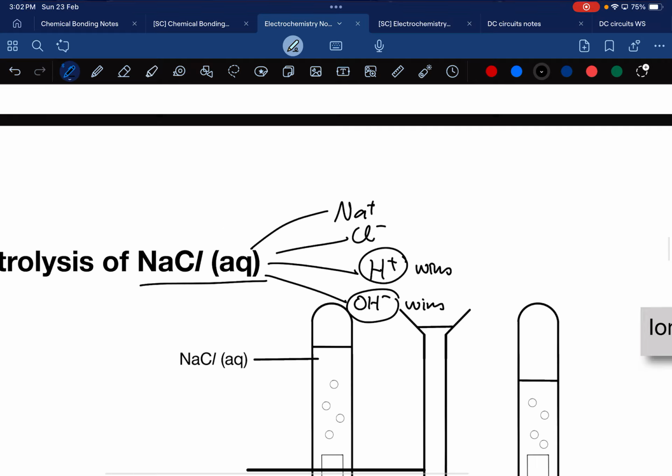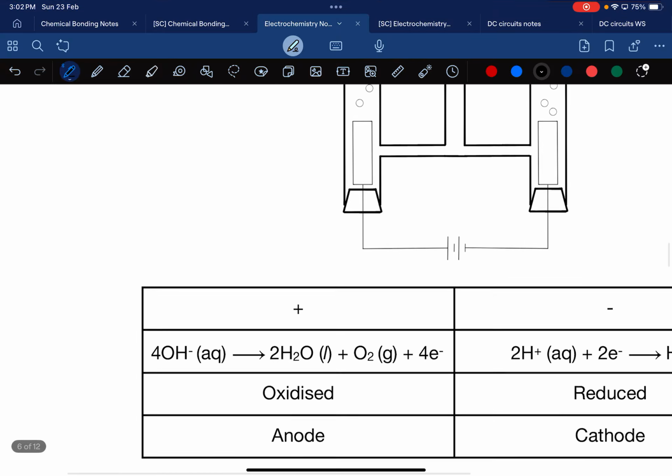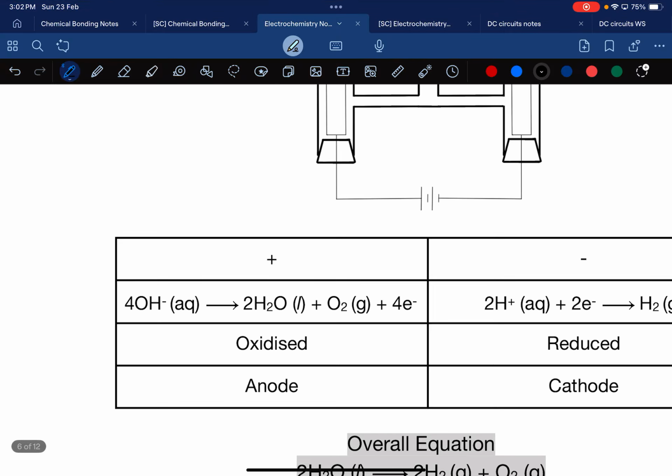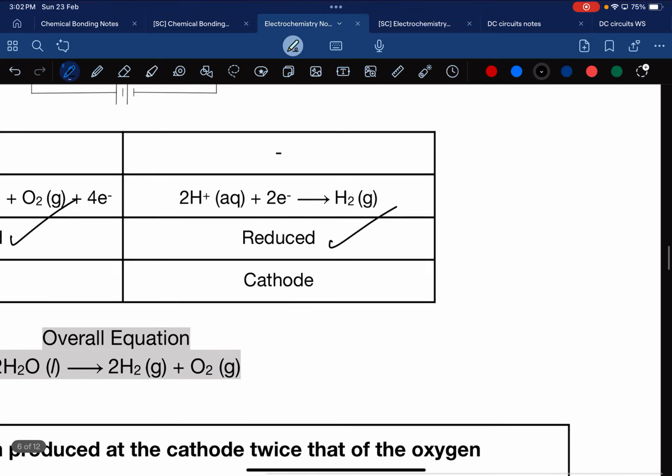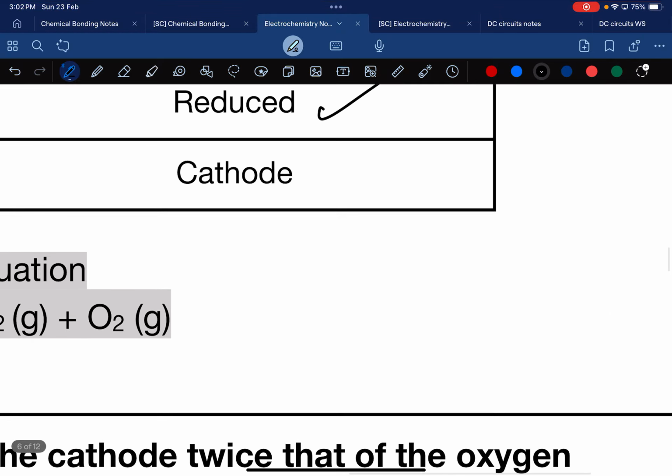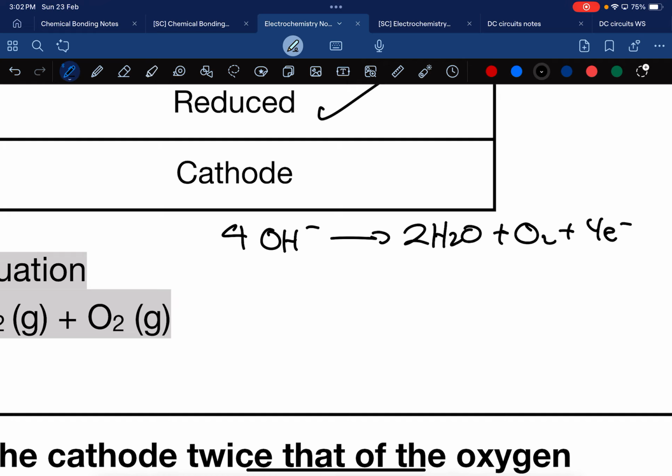So, at the respective electrodes, your OH minus will react to form your H2O and oxygen and electrons, undergoing oxidation. Then at your negative electrode, you'll attract your cation to form H2, undergoing reduction. Simple? Now, if I'm combining the equations together, 4OH minus gives you 2 moles of water, oxygen, and 4 electrons. The other one is 2H plus plus 2 electrons to give you H2 gas.